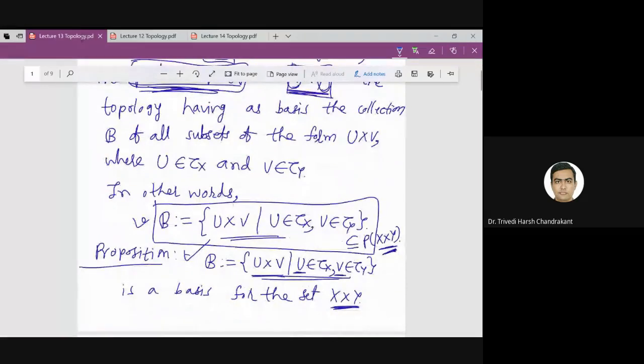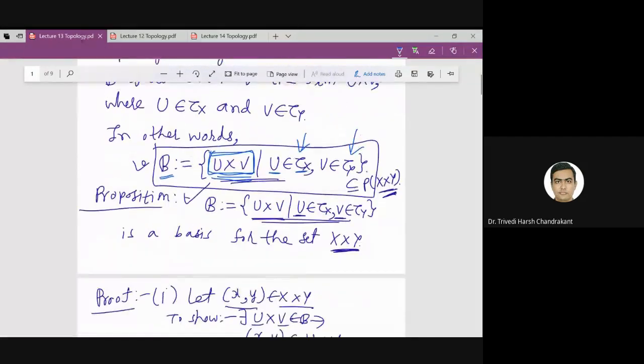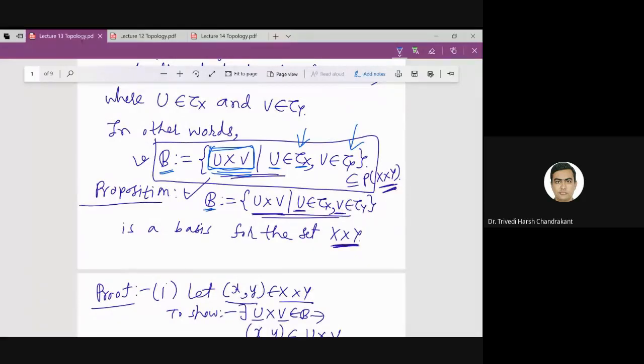So what is the definition of this basis? It is the collection of sets U cross V, where U is an element of tau X, the topology on X, and V is an element of the topology on Y. I will take all such cross products. Collect all such sets U cross V, where U belongs to tau X and V belongs to tau Y. That will give us a family B, and then we have verified that B is a basis for the set X cross Y.